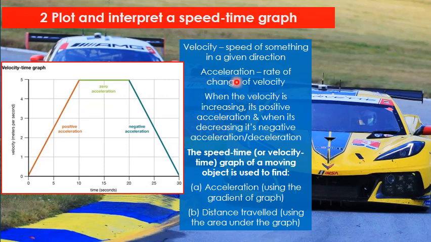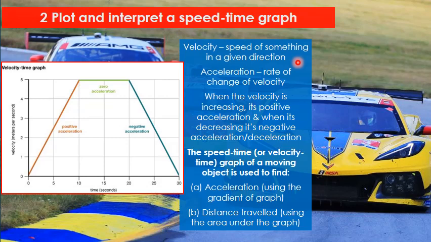Then acceleration is the rate of change of velocity. Velocity is really speed in a particular direction, like 20 kilometers per hour to the north. And acceleration is the rate of change of that velocity. If we are moving at 20 kilometers per hour and then change to 50 kilometers per hour in 1 hour, that's the rate of change. How much time did it take to change from 20 to 50? That's what we call acceleration.